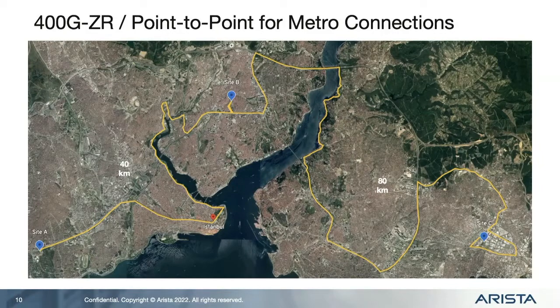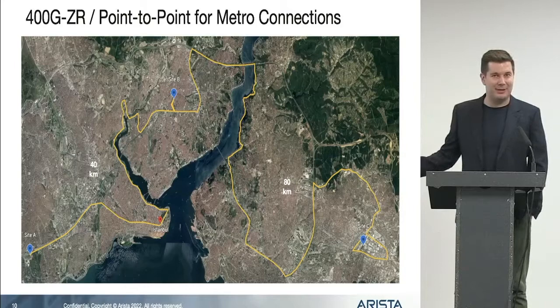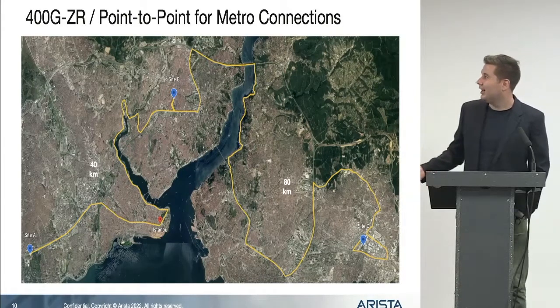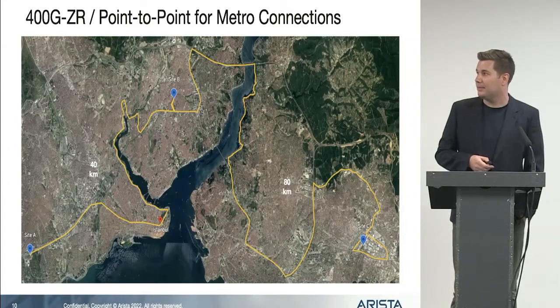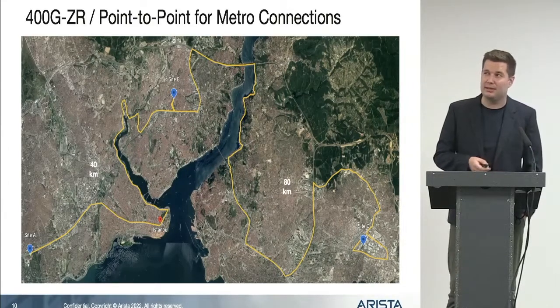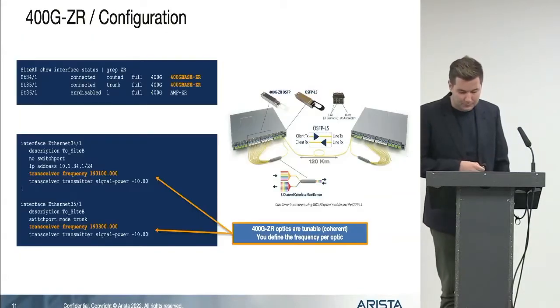So the title of this presentation was real-world examples, and so we do have a real-world deployment of this with a customer in Turkey. This is, I will admit, an approximation of where we think the fiber goes, and you'll see here we have two links to demonstrate ZR on. So there's a 40 kilometer link approximately and an 80 kilometer link.